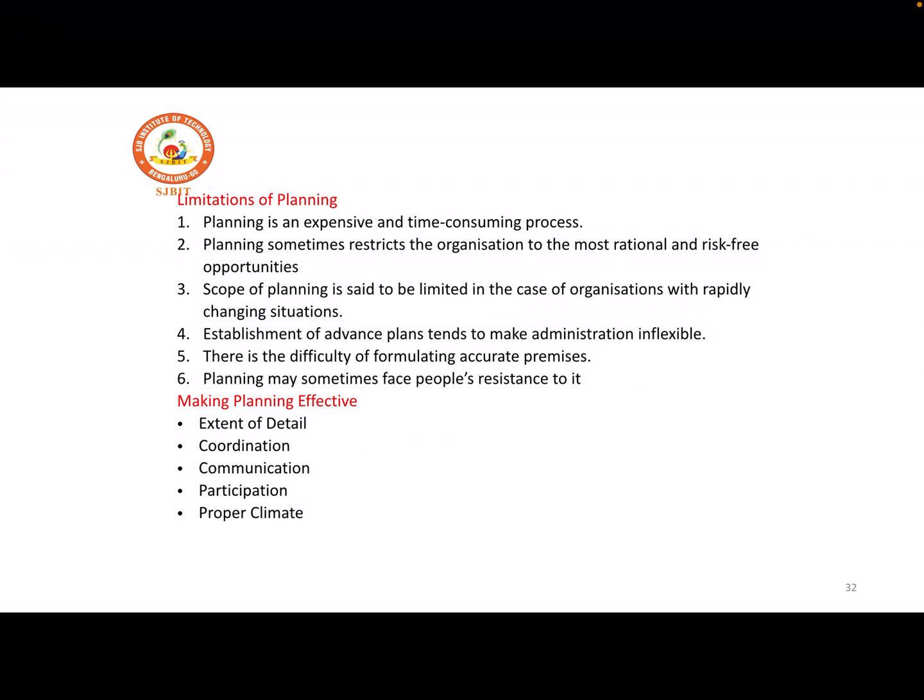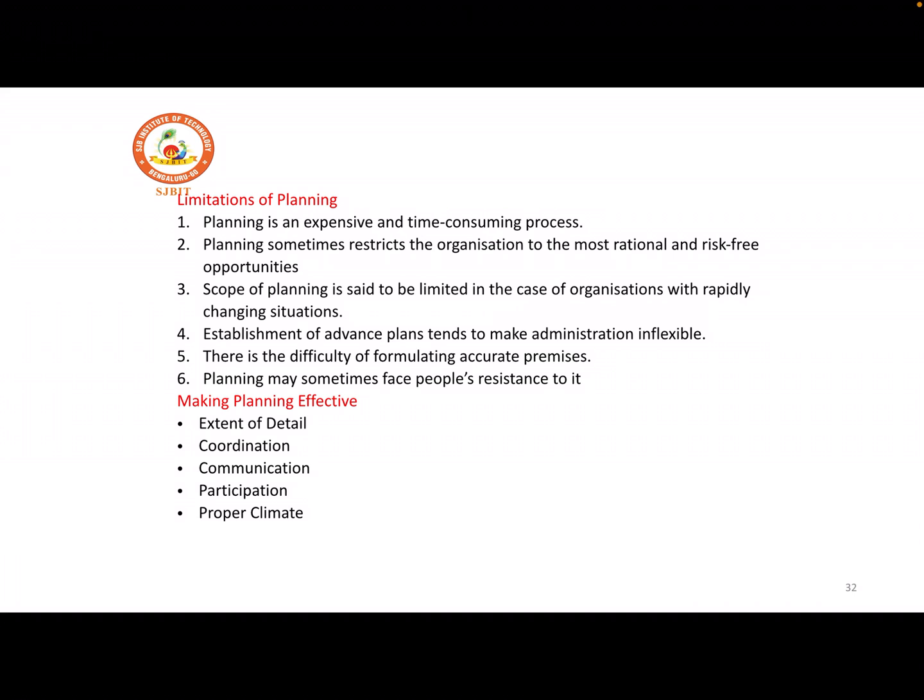What are the limitations of planning? Planning is good, but definitely it will have some limitations. Planning is an expensive and time consuming process. All the board of directors, all personnel, they will sit 4 hours, 5 hours, or half a day. So it is time consuming and expensive. You need to call the experts from different places, so it is very expensive.